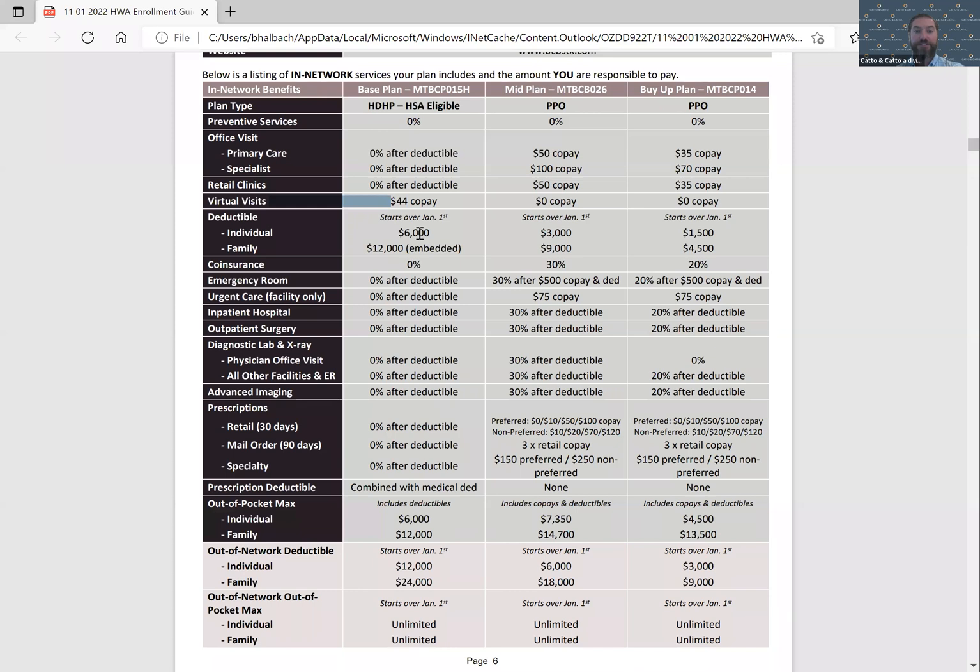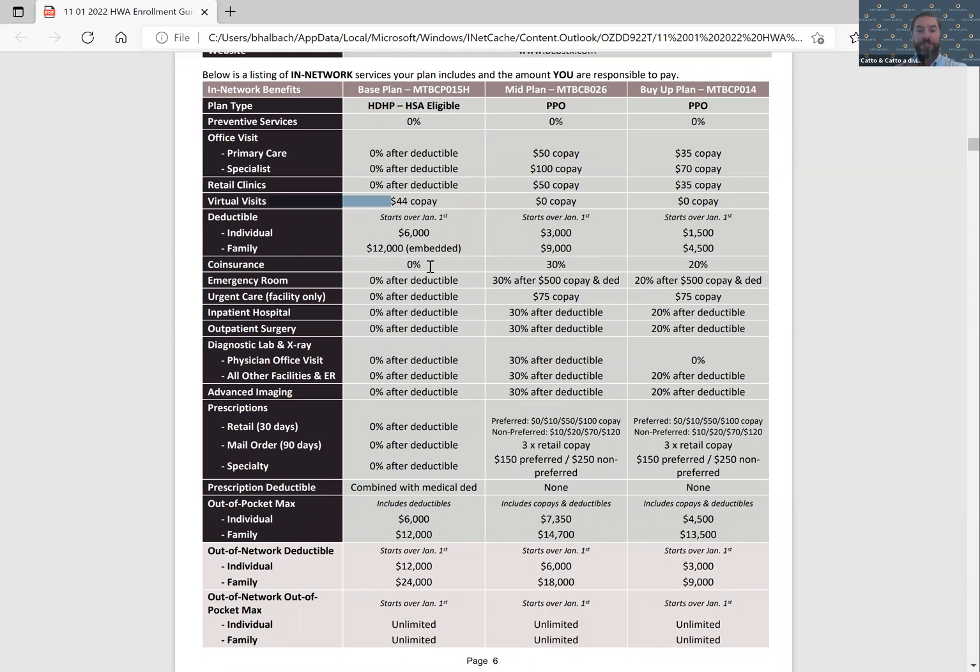And so on the HSA, the reason HSAs are called high deductible health plans is because the deductible is high. So you've got $6,000 of financial risk in the HSA. For purposes of this presentation, I use the individual amount, but you double the numbers if you are family on the HSA, they're triple if you're on the mid plan, and they're triple for family if you're on the buy-up plan. But for purposes of the deductible, you've got $6,000 on the HSA, $3,000 on the mid plan, and then the buy-up plan. One of the reasons it's the most expensive is you have the lowest deductible.